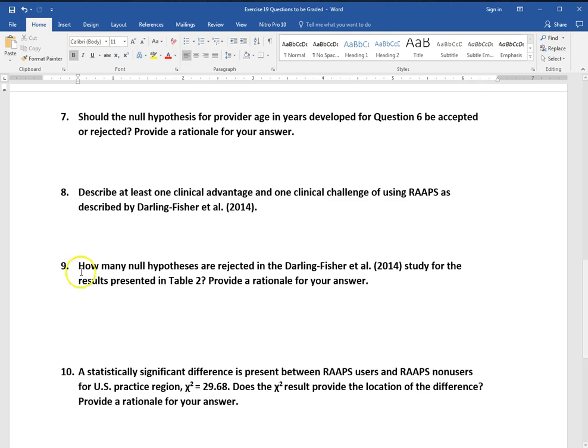So look and see how many were rejected, and also tell me how you made that decision. What did you compare the p-value to, and were you looking for the p-value to be lower or higher in order to reject the null hypothesis?